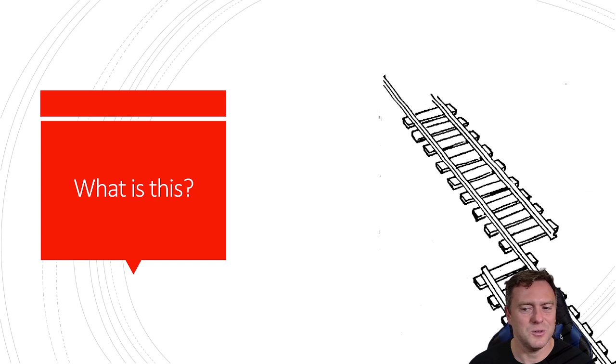So if we look at these two train tracks together, what is it? Have a bit of a pause and think about it. Does it work? Would it work? What needs to change to make it work? These are the sort of things you need to think about. Awesome. So hopefully you had a bit of a think.